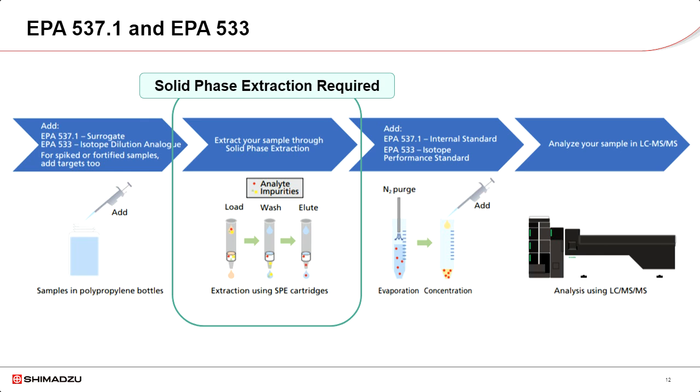If you remember, I mentioned that 533 uses a modified isotope dilution, and that's because you need to quantitate the recovery of the isotope dilution analogs before you can calculate the concentration of your targets using isotope dilution. And those calculations are built into the last step of the method, the analysis of your sample in the LC-MS.